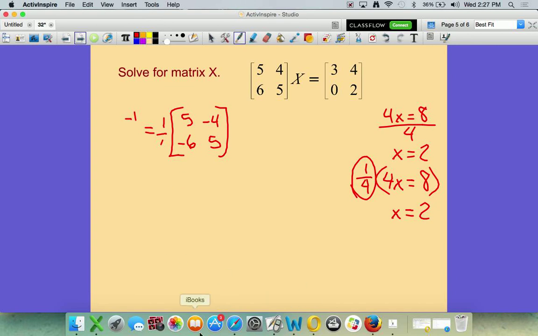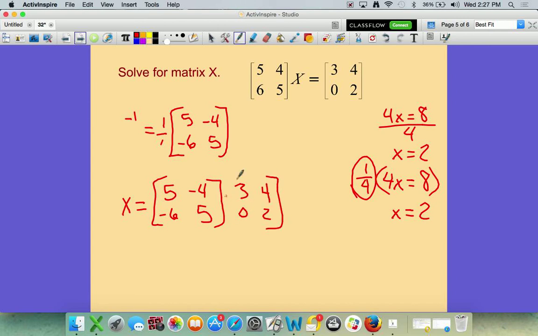Now, to solve for x, now that we have the inverse, the rule is you have to take the inverse times the answer to be able to solve for x. You cannot do it the other way around. So it has to be in this order here. -5, -4, -6, 5 times 3, 4, 0, 2.